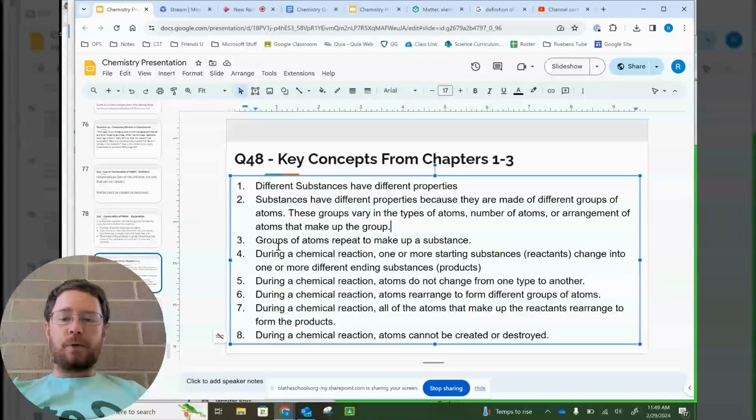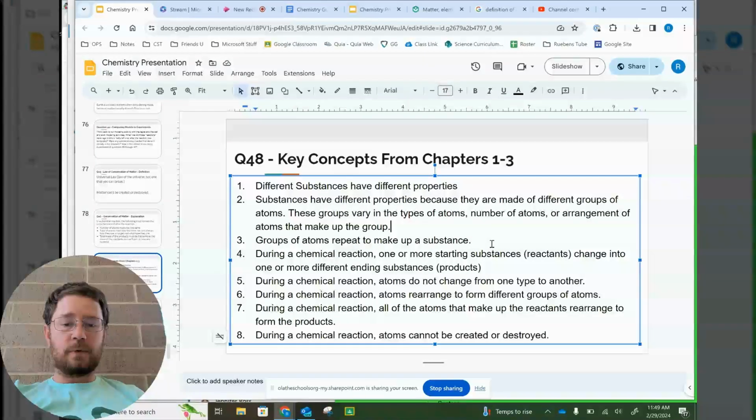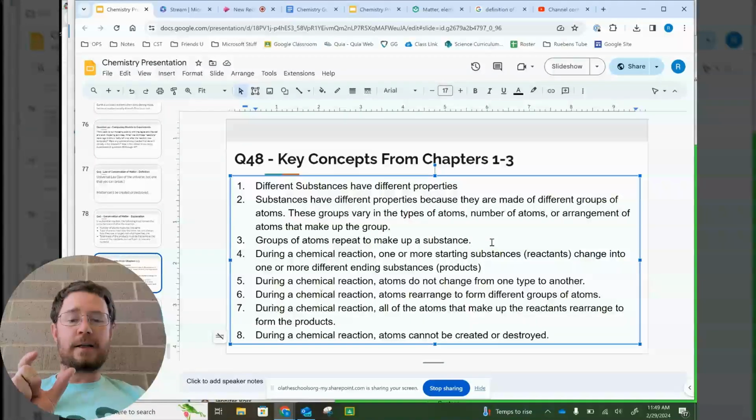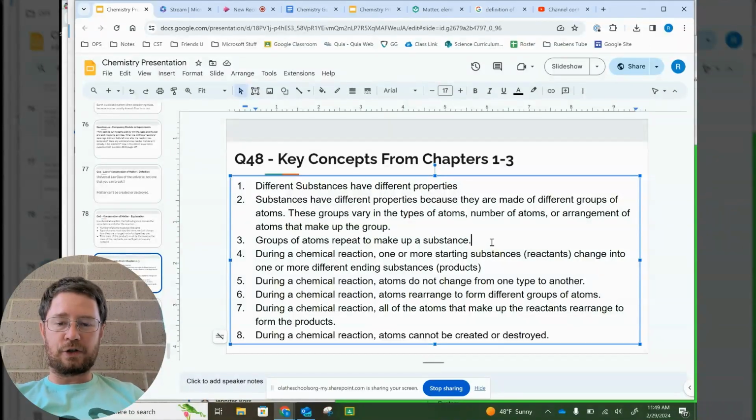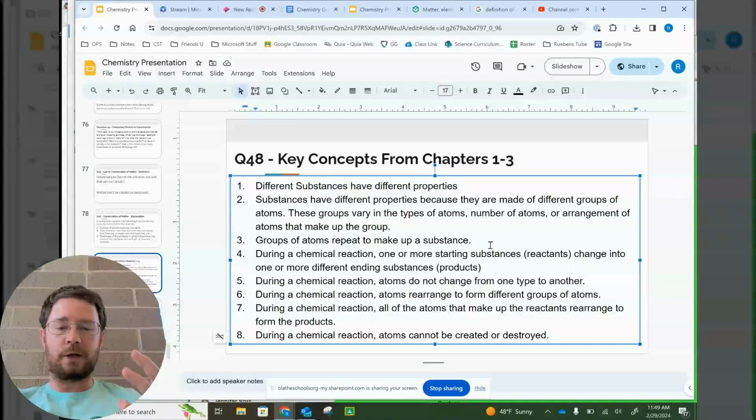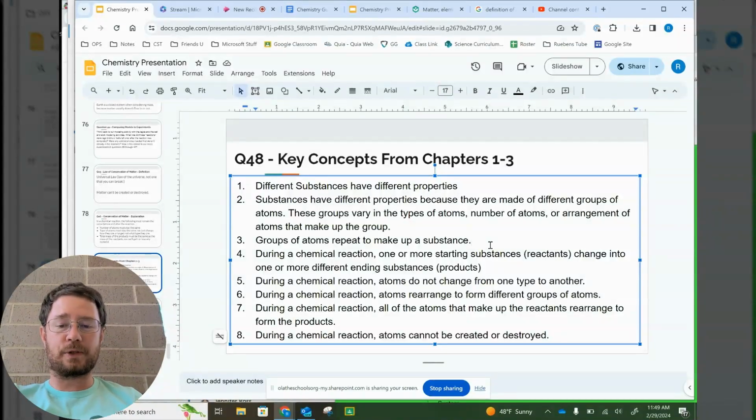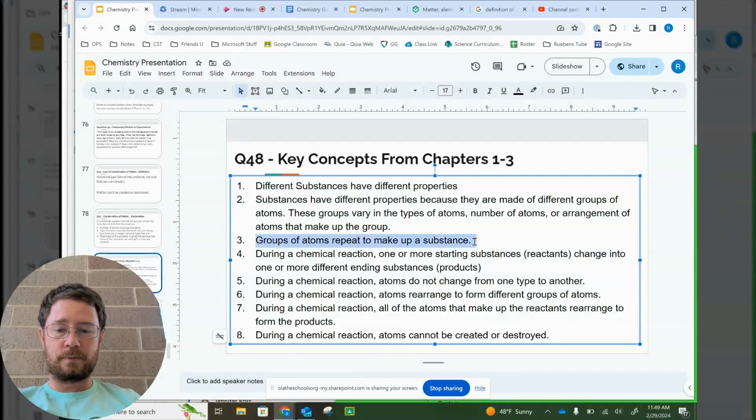Key concept number 3, groups of atoms repeat to make up a substance. So for something like table salt, you have NaCl, that's sodium chloride, and then next to it is another NaCl, NaCl, NaCl, and it just keeps repeating to make a crystal. Same thing with water. You just have H2O, H2O, H2O, and it just builds up until you have a visible amount of a substance. So groups of atoms repeat to make up a substance. So pause and write this down.